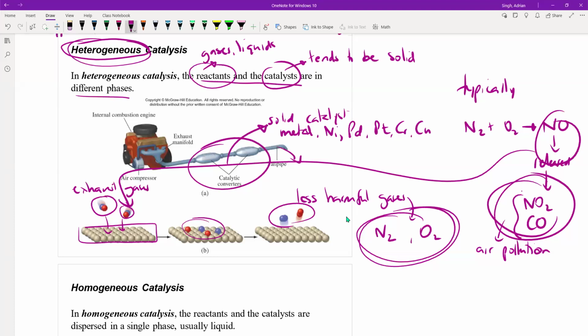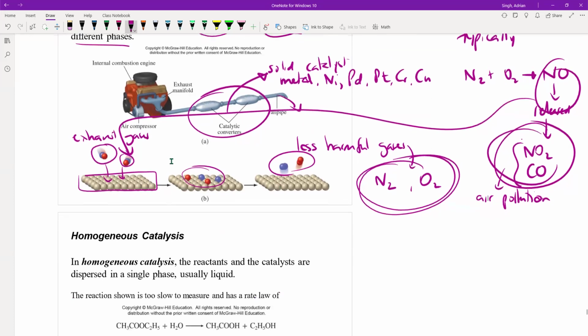So that's the whole point of having these catalysts, and these catalytic converters, right? They were able to speed up that process of converting the harmful exhaust gases to ones that are less harmful, not just to us, but to the environment as a whole.